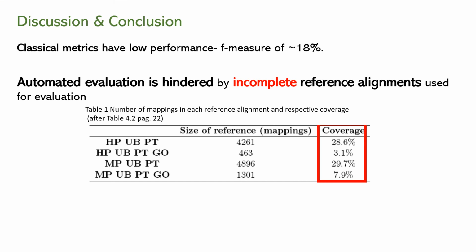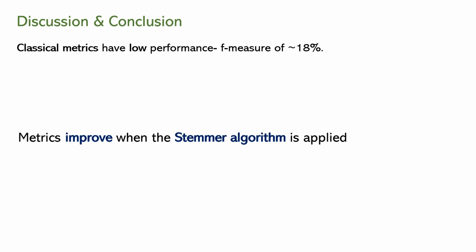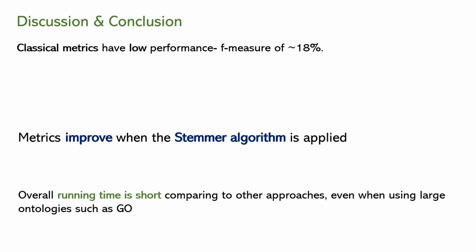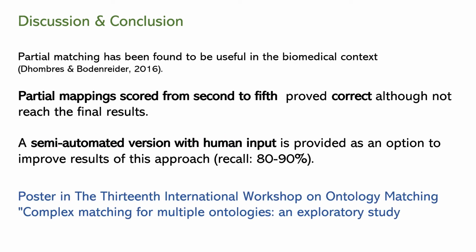To conclude, Maria Madalena explains that the classical metrics have low performance in her strategy because the evaluation is based on an incomplete reference alignment. Overall, she was quite satisfied with the performance of the STEMMER algorithm, and the running time of the whole strategy was relatively short compared to other approaches. Last, she presents future work directions.